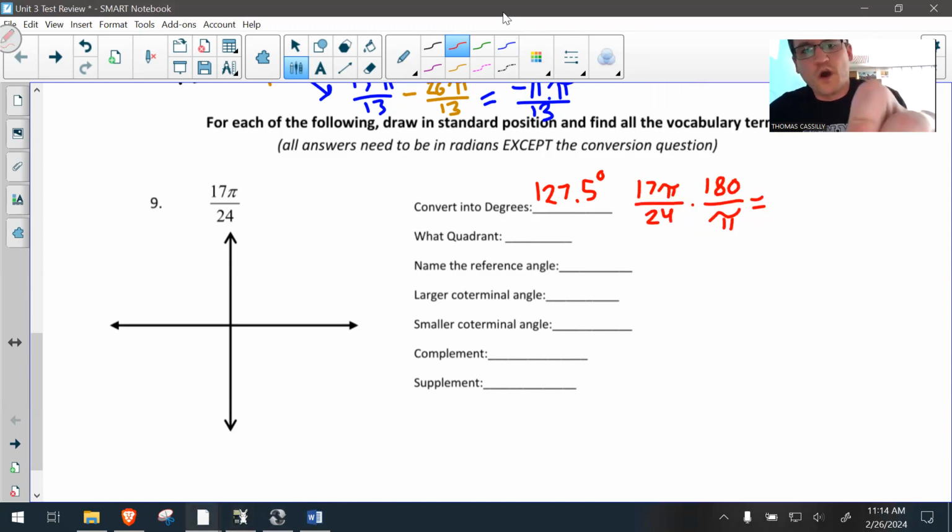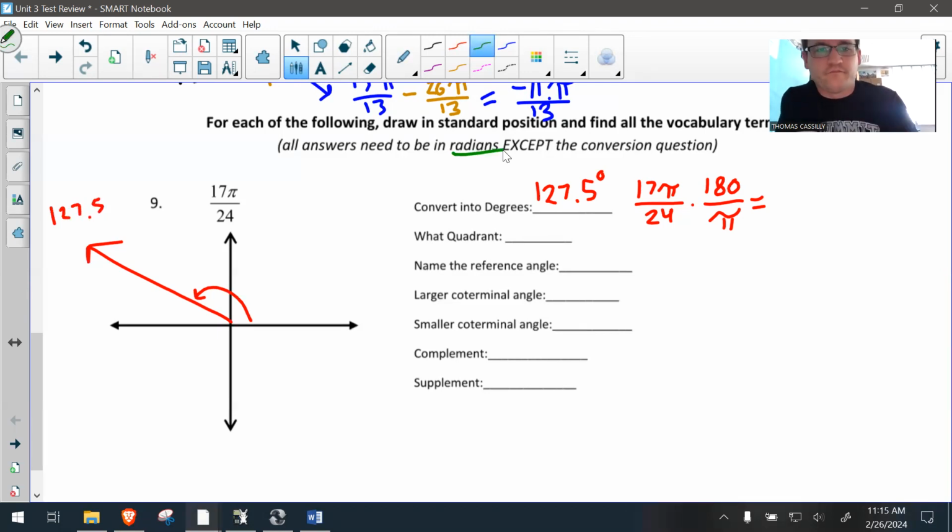Right? What quadrant is that in? Well, 127.5 degrees, it's over here. They do want us to keep it in radians, though. So let's fix that. We got 17 pi over 24. All right. What quadrant is that? Well, of course, that is quadrant 2. They want the reference angle. So the reference angle, it's going to be this one.